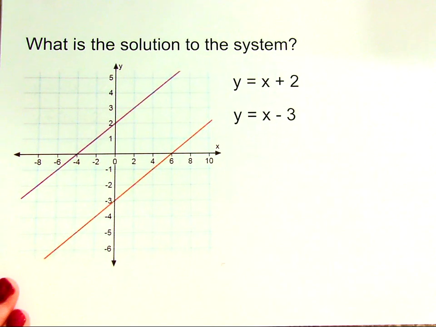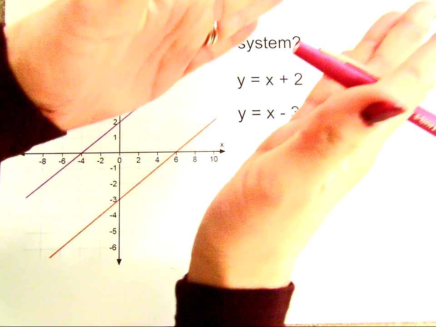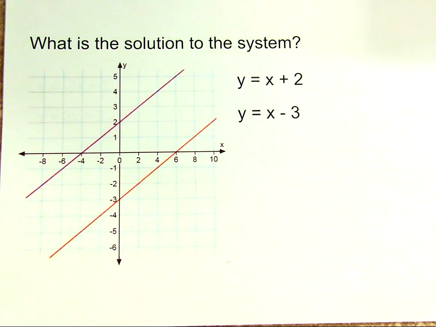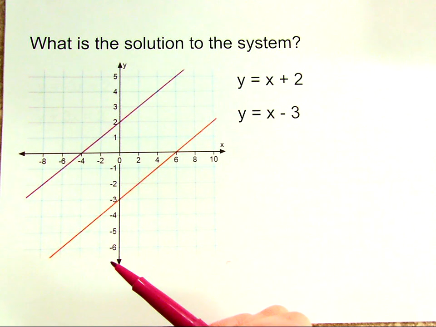All right, so here's another system we're going to look at where I've already graphed it for you, but do you see any point of intersection? No. So my question is, will they, because lines go on and on forever, will these lines ever intersect, either going down this way or up this way? Are they ever going to intersect?